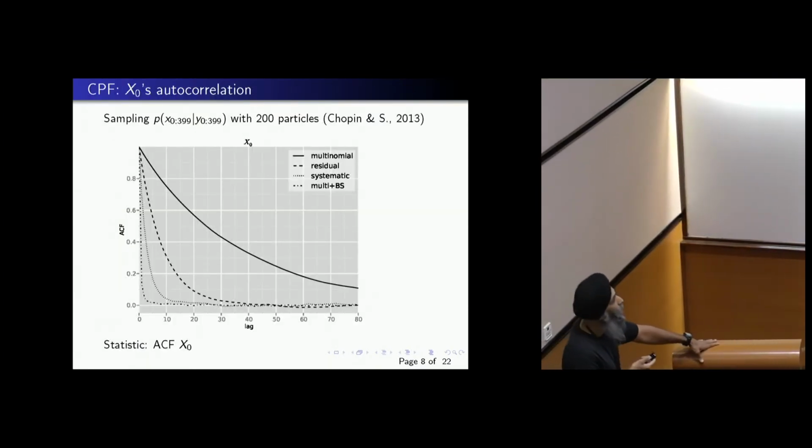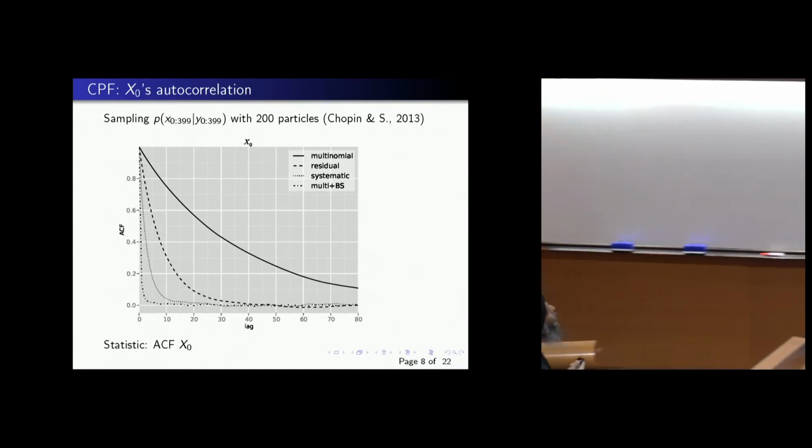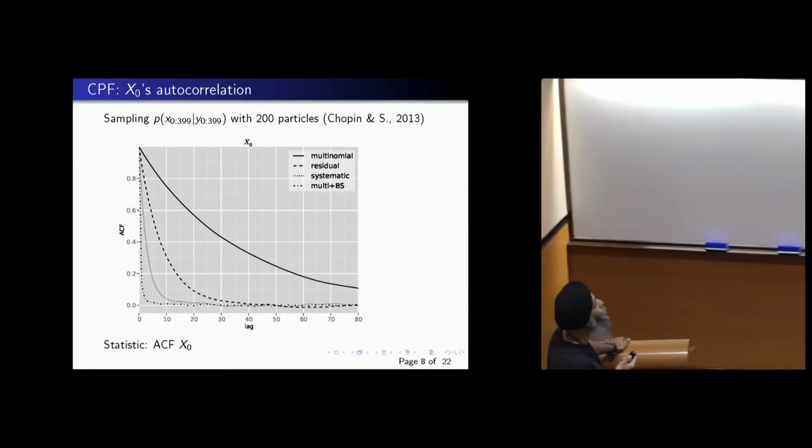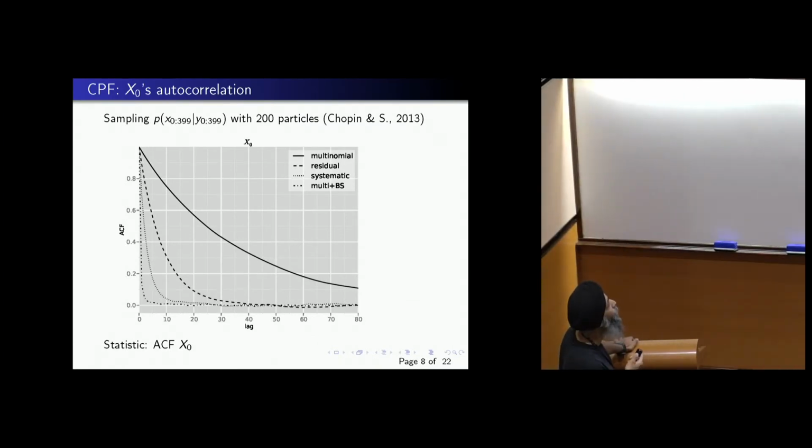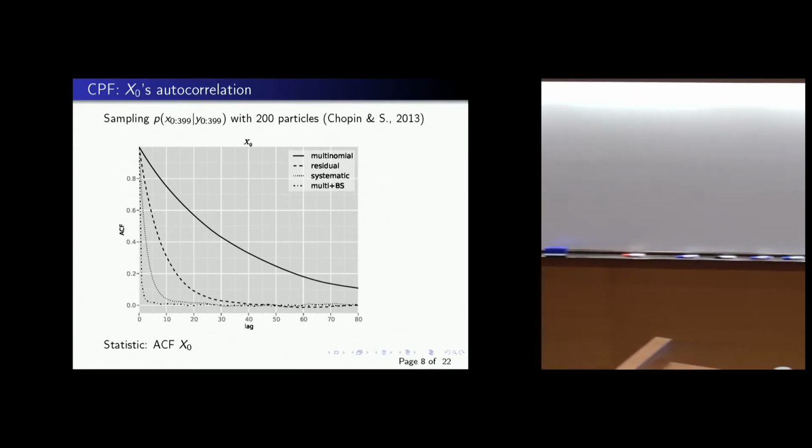Going back again to 2013, I'm just peeling old simulations. It's just to reinforce the idea that the number of particles has to grow linearly with the length of the time series. If you invest 200 particles in a conditional particle filter to sample from this, you get ACF plots for x0. Not x at the final time point, x0, which is typically accepted as the one which is hardest to move. You have ACF plots that look like this.